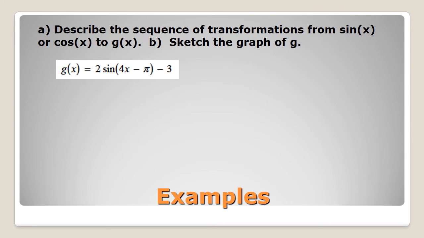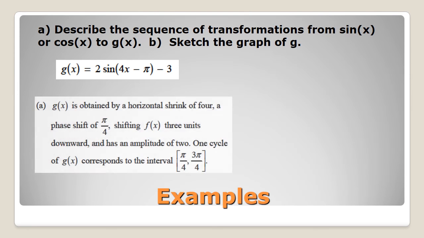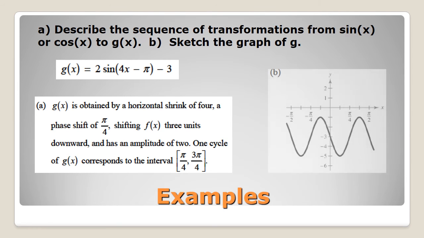Transformations again from the sine or cosine, in this case the sine, to g of x and sketch the graph. Pause the recording, give this a try, and resume to check your answer. Okay, g of x is obtained by a horizontal shrink of 4, a phase shift of pi over 4. Again, remember, you got to do that division there. Shifting 3 units downward, and it has an amplitude of 2. Here's what the graph of it looks like.